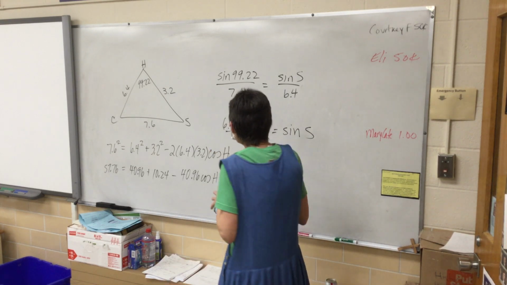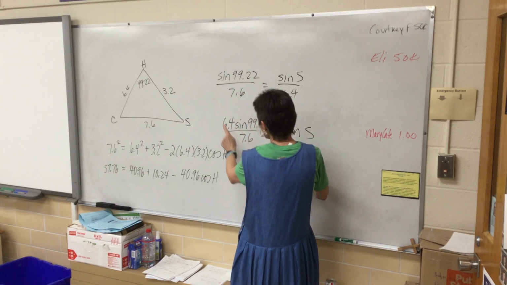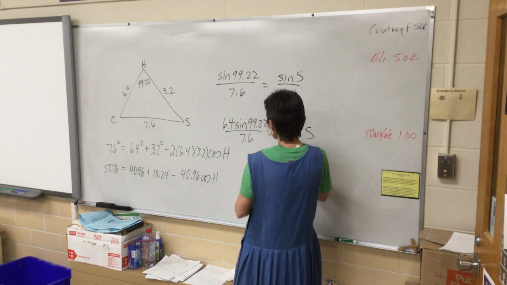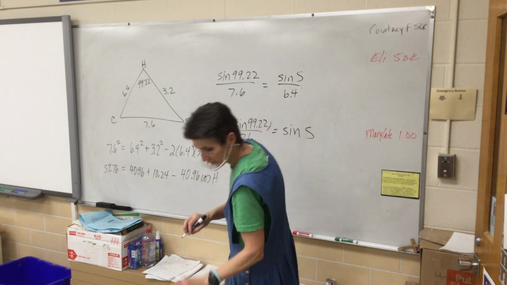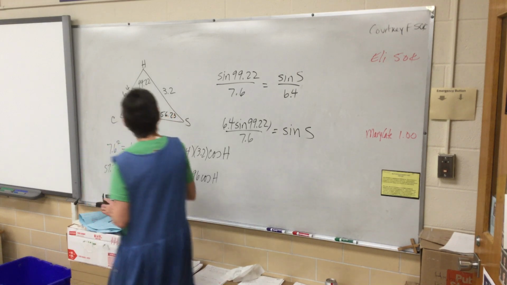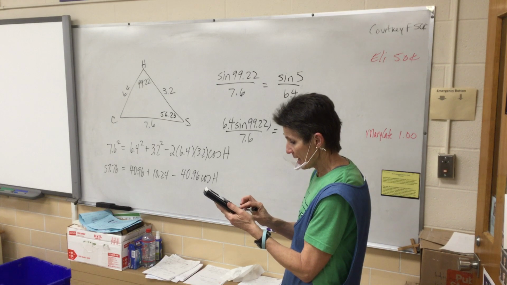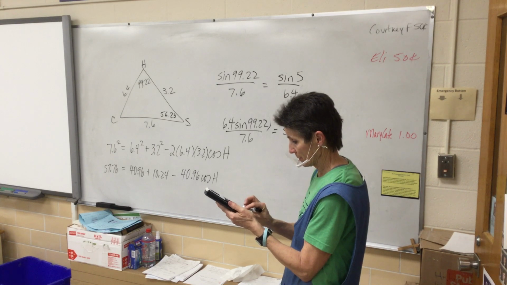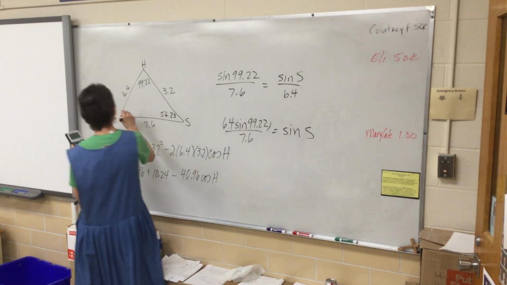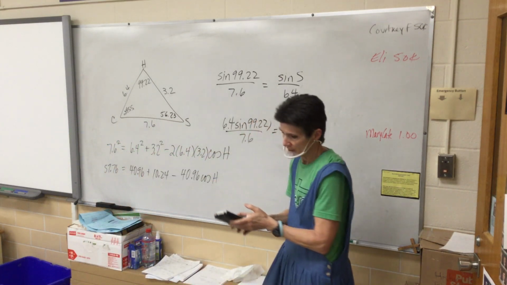So if you are worried about round-off, go ahead and use this number as it's on your calculator. So 6.4 sine second answer divided by 7.6. You still have to close the parentheses. So 56.23 is what I got for S. And then for C, I will just add those two and subtract from 180. Ooh, 24.55. And you have solved the triangle.